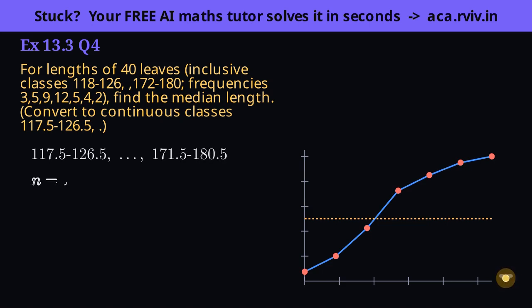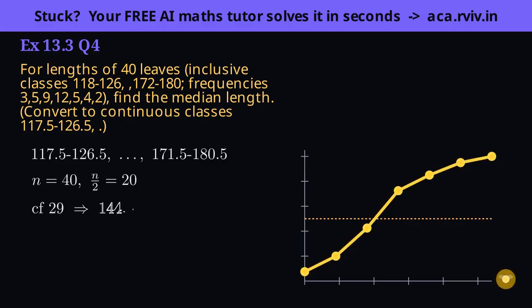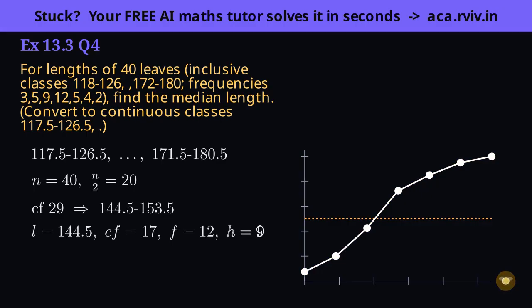Now build cumulative frequencies and find the middle. 40 leaves, so n over 2 is 20. Walk up to where the cumulative first passes 20. It reaches 29 at the corrected class 144.5 to 153.5, the median class. Read off the ingredients, all from the corrected boundaries: L 144.5, CF before it 17, class frequency 12, and width 9.